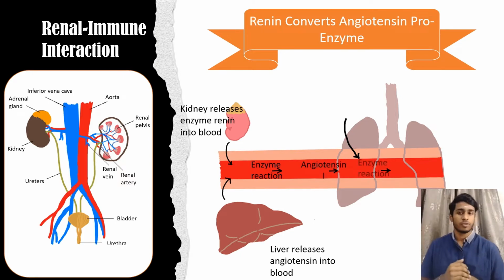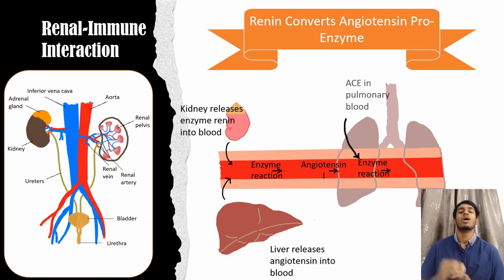Now we're looking at the renin-angiotensin proenzyme. The renin-angiotensin system connects the kidney, the lungs, the liver, and the adrenal cortex.